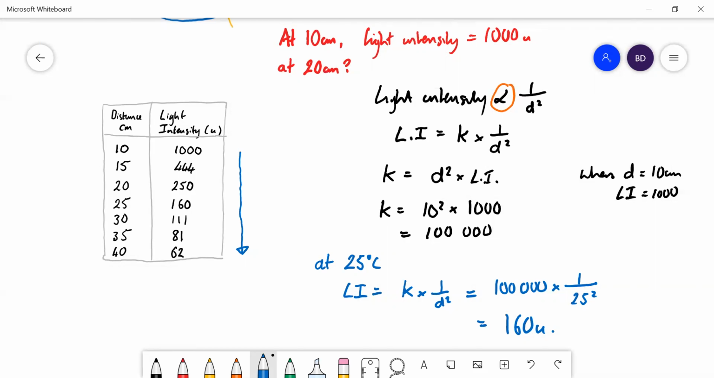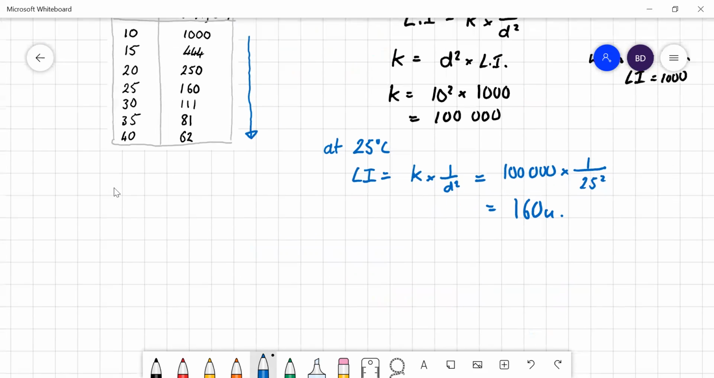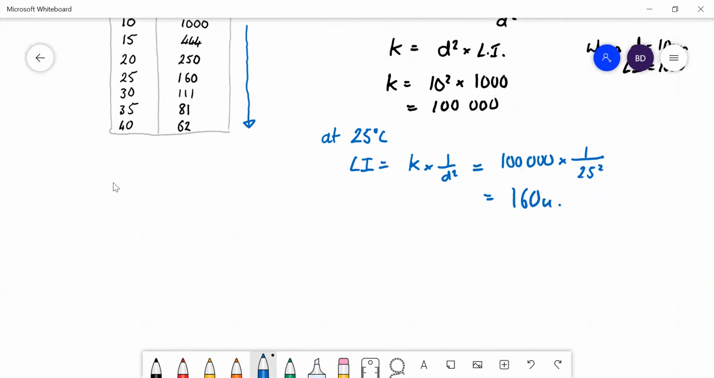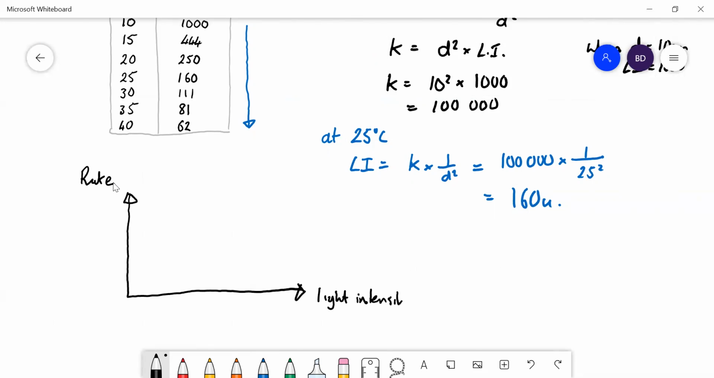Right, now let's have a look at the expected results, and you'd probably be quite lucky and very skillful to get a set of results like this from this sort of experiment. So here's the rate of photosynthesis, and here's the light intensity. It should go up at first, and then it gets to a point, about here, where increasing the light intensity doesn't increase the rate of photosynthesis anymore.